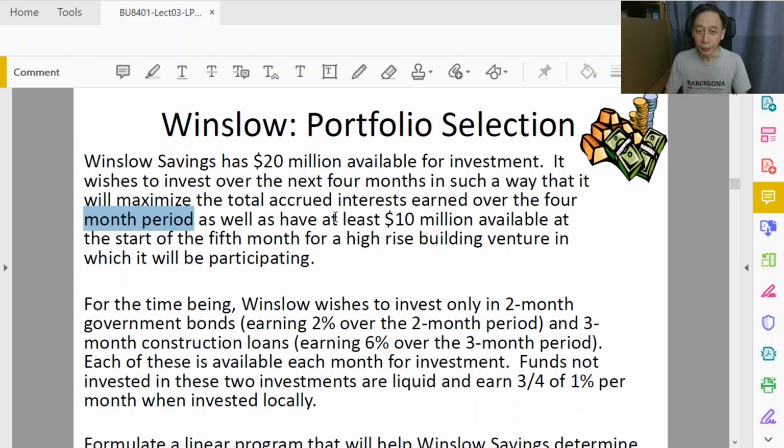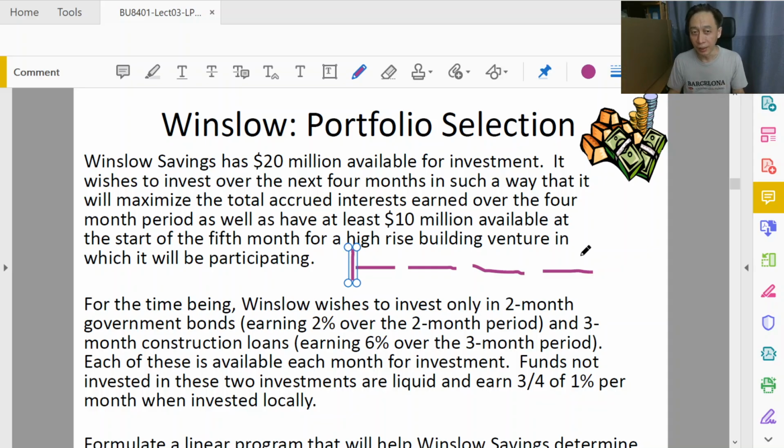At least 10 million should be available at the start of the 5th month. The word start comes at the right time when I want to emphasize the use of this word in decision variables whenever it involves time. Very important. The reason is that we have 4 months. If we are here now, we have 1, 2, 3, 4.